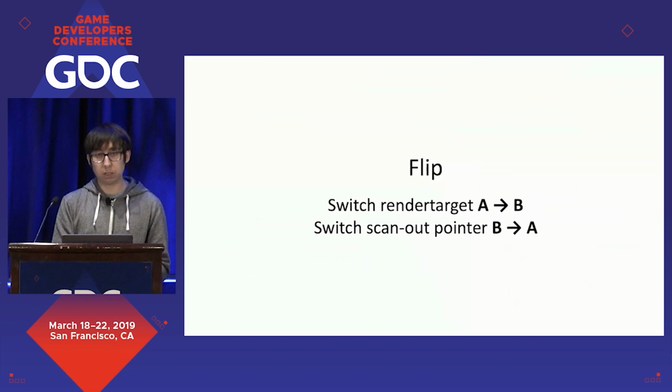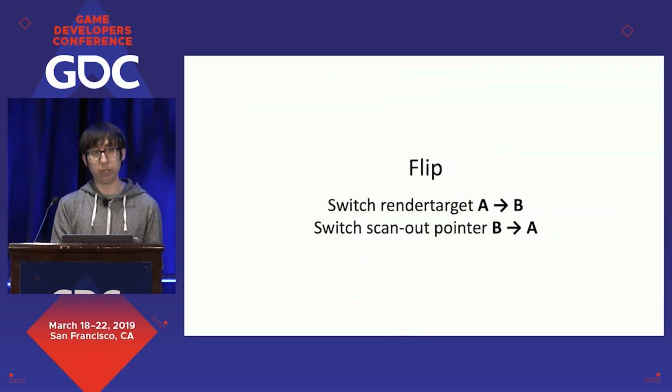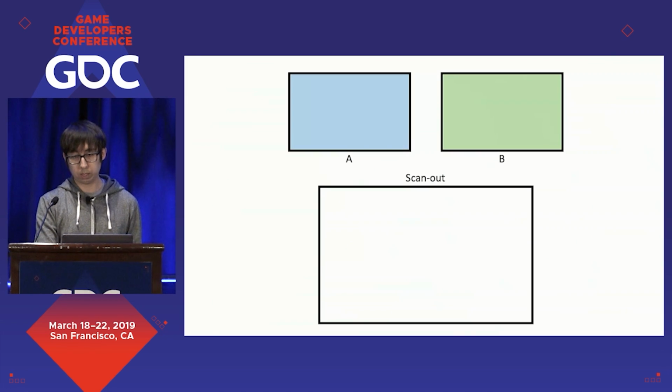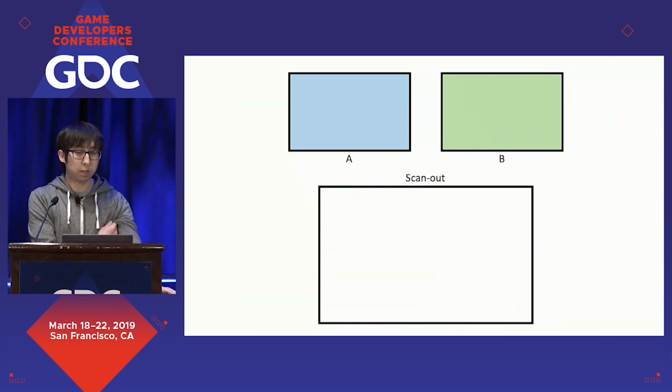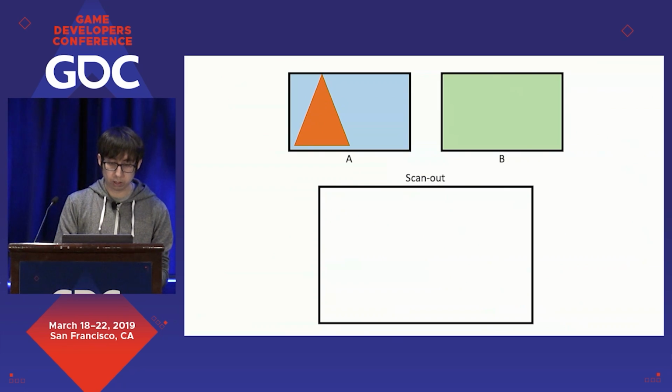This switching operation is called the flip. So 2 operations have to happen during the flip. First, we toggle which render target we're rendering into from A to B, and we toggle the address of the frame buffer that the scan-out reads from B to A. So there's another problem. It's not sufficient to flip immediately after we're done rendering one frame. So let's say we finished rendering A, we flip, and A starts to scan out while rendering begins for B.